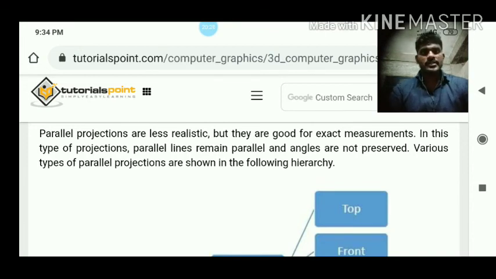In this type of projection, parallel lines remain parallel. They will not coincide or join together. I will show the figure, and you can easily understand this. Parallel lines remain parallel, and angles are not preserved. Various types of parallel projections are shown in the following hierarchy.